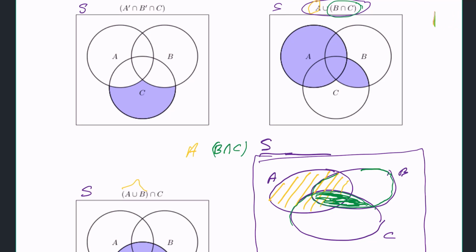Then what is the middle one? The middle one is union. If you see union, then you know the area is all the shaded region, right? All shaded region. Yes, you see this is the area, then the same is here.